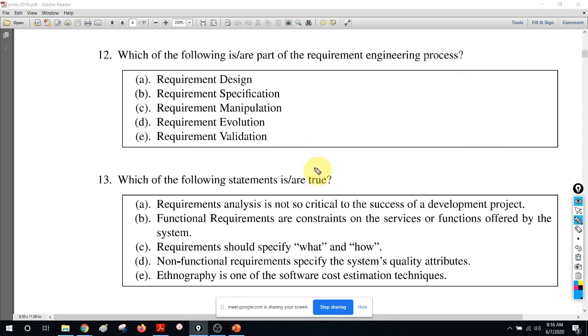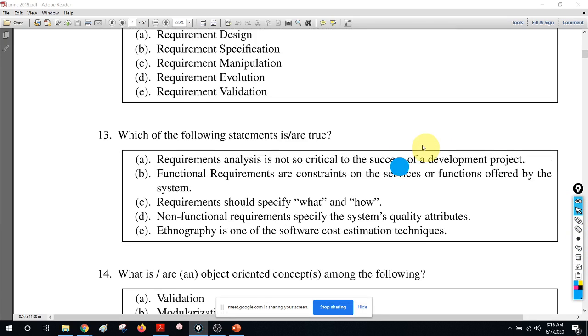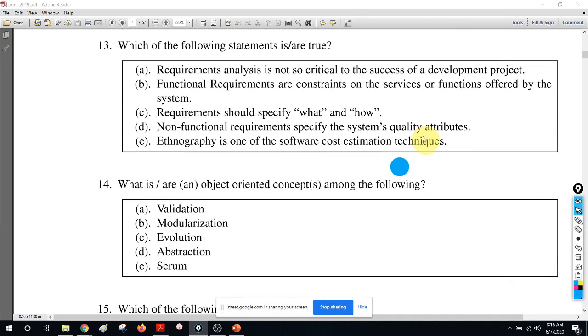Okay. 13. Which of the following statements is true? Requirement analysis is not so critical to the success of the development project. So that is wrong. Requirement analysis is very critical. If you made a mistake here, that mistake is going to drag through to the next level, and the next level. Now your design is wrong, your code is wrong, because your requirements are wrong, right? So that is wrong. It is a critical thing.